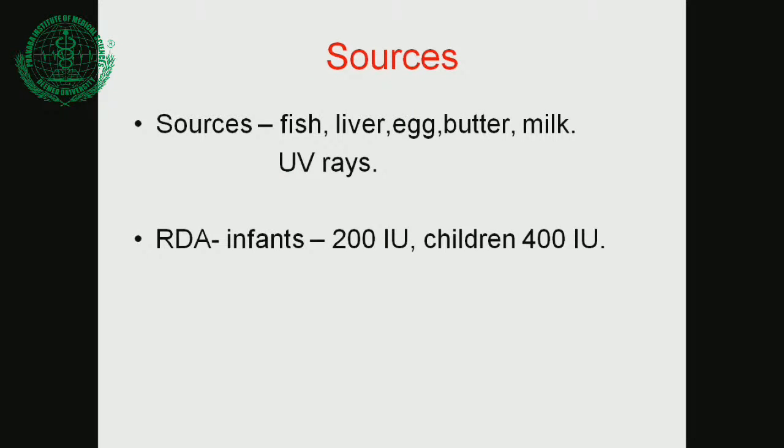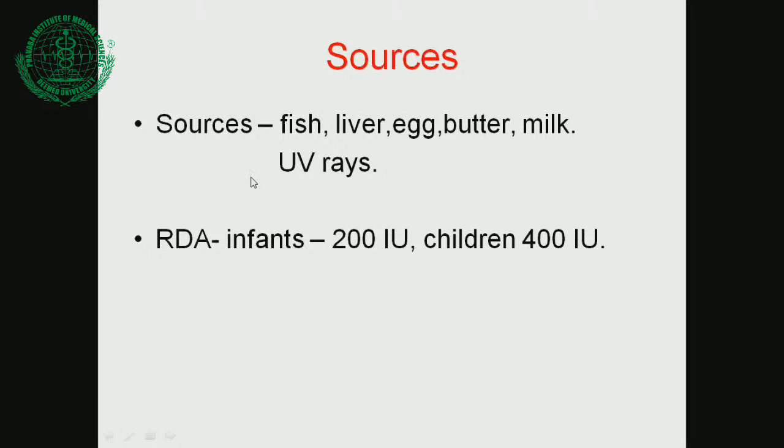Sources everybody knows: fish, liver, egg, but mostly non-veg foods are rich in vitamin D. Ultraviolet rays. So why does vitamin D deficiency usually occur in infants? They are not exposed to the sun. They are kept inside the house. Their mother may have deficiency, so there may be deficiency in breast milk, so they develop rickets. So this is infancy. Rickets occurs in infancy because it is a growing bone. Rickets is a disturbed growing bone.